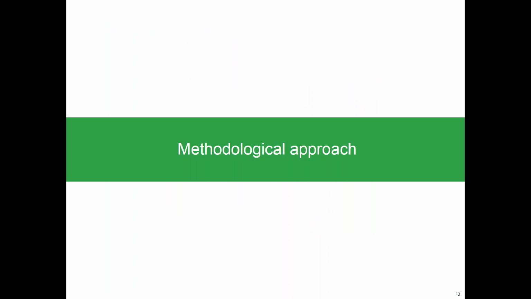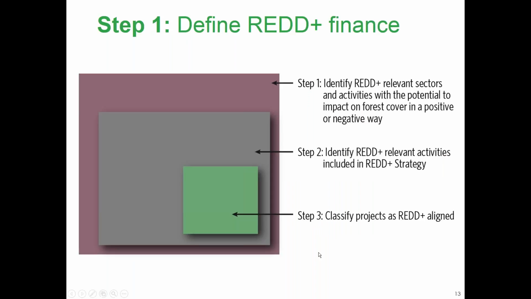Let me now detail the methodological approach that was taken, which we've divided into 3 steps. The first step is to define the scope of which financial flows we want to track and come up with a consensual definition for this, which will guide data collection and analysis throughout the exercise. In Cote d'Ivoire, the government was interested in knowing which flows of finance were contributing both positively and negatively to deforestation objectives. The framework that we used was that of the REDD+ strategy.